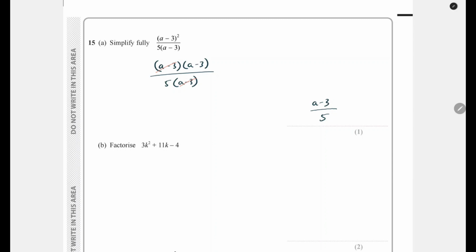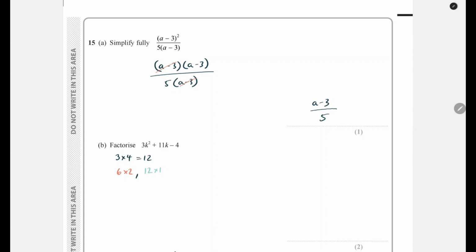Part B says, factorize 3k squared plus 11k minus 4. So there's a couple of ways we can do this. We can use the quadratic formula, or we can split the middle term. So let's split the middle term. The first thing that you need to do is multiply the coefficient of k squared with c, in our case 4. So that's 3 times 4, which is equal to 12. We then need to find the factors of 12. So that's 6 times 2, or it can be 12 times 1.